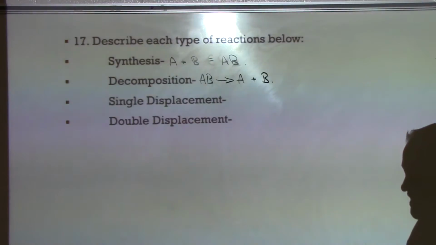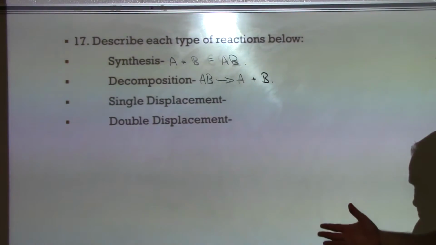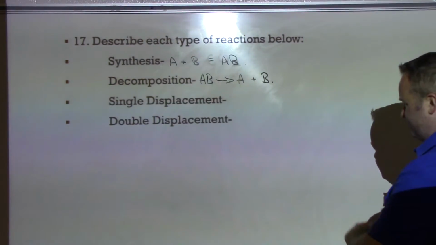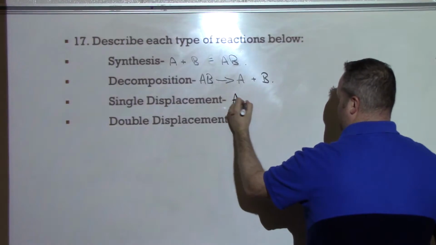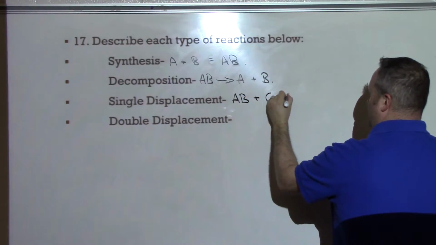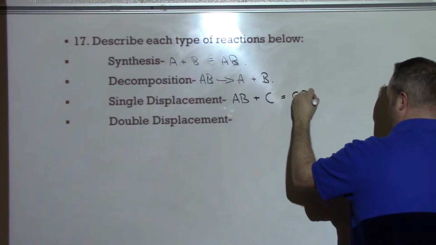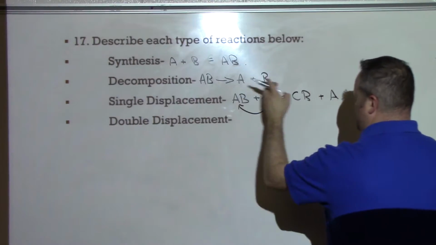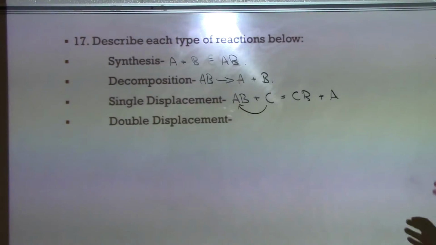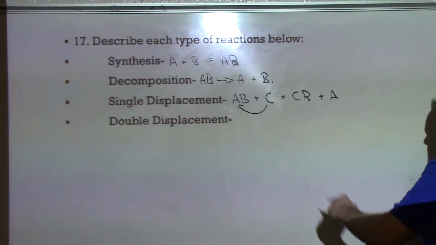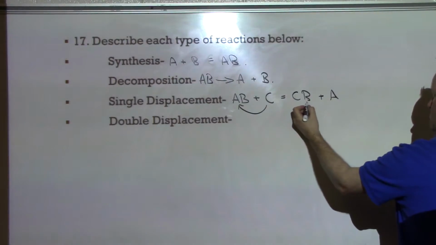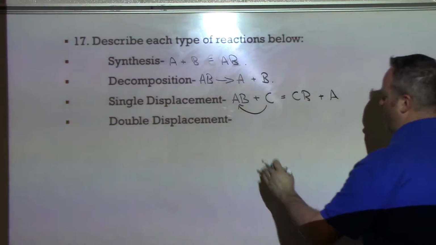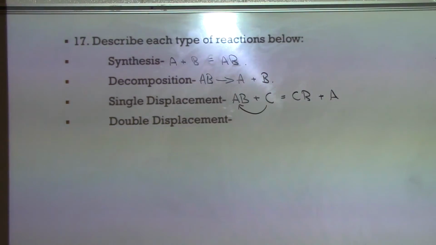So let's say that you had water, which is 2 hydrogens and an oxygen. If that broke apart into hydrogen and oxygen, that would be decomposition. Single displacement is going to look like this. You have AB plus C, and that's going to become CB plus A. Basically, 2 elements are going to switch places, and they're going to become something different. And when that happens, that is going to form one new chemical compound.